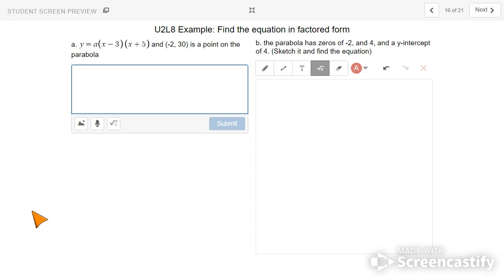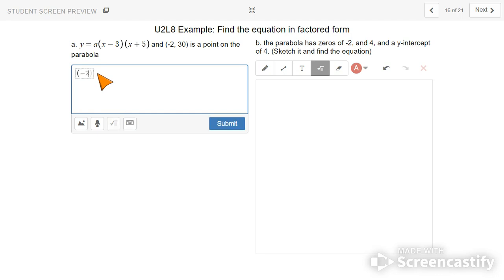In this part of the video, we're going to talk about writing the equation when we have some information. Let's say we had this equation, y is equal to a times (x minus 3)(x minus 5), and another point of (-2, 30) on the parabola. Similar to what we did in standard and vertex form, we're able to substitute in the x and y and use algebra to solve for a.